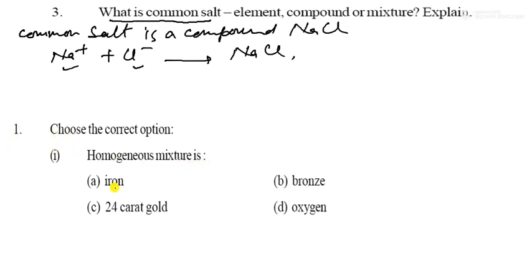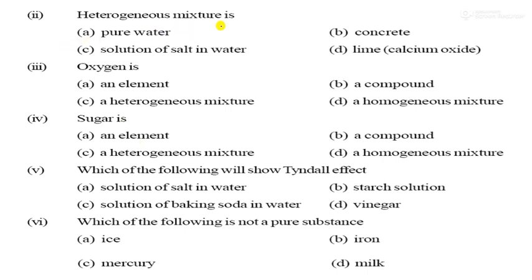Homogeneous mixture: it is bronze. You can write bronze. It is a homogeneous mixture. Now come to the heterogeneous mixture. Concrete is the heterogeneous mixture. Now oxygen is an element. Now sugar is a compound.